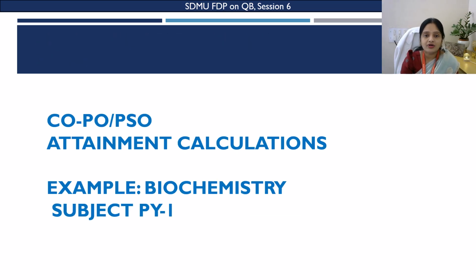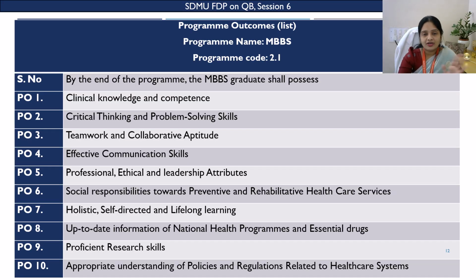Now coming to the direct way of assessment, how to do PO, PSO direct assessment. As I already mentioned, in direct assessment what we take is the marks scored by the student, both in IA marks as well as in university exams. I will show you here one example which has already been done for biochemistry. So first let me start with each step.